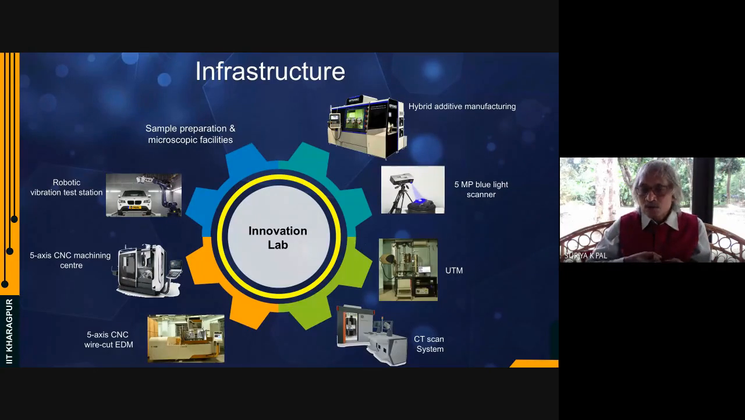UTM is close to 2 crores, where during deformation you can also make a video and see how deformation is taking place. If you have manufactured or fabricated any product, you can check it by scanning it with a CT scan system, which is a large scanning system. It will be the first time in our country that a job close to 1 meter can be scanned to find out what the defects are. This is about to be dispatched, costing close to 6 crore. There are other facilities like the 5-axis CNC machine, and a very interesting machine, first time in our country: a robotic vibration testing.